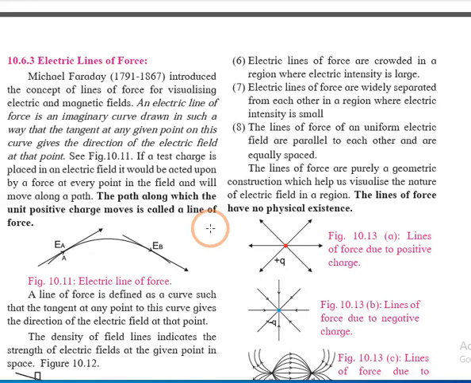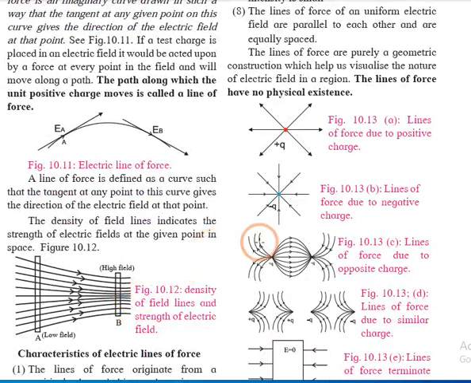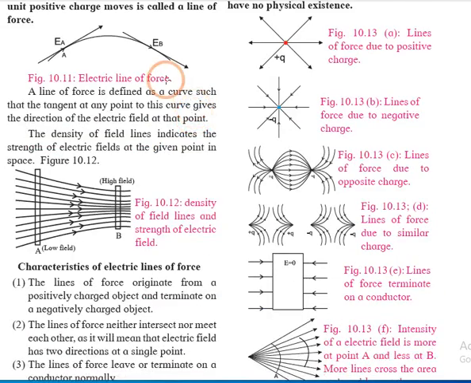It is defined as a curve such that the tangent at any point to this curve gives the direction of the electric field at that point. The density of the field lines indicates the strength of the electric field at the given point in space. Let's start one by one with the characteristics only. The lines of force originate from a positively charged object and terminate on a negatively charged object. Start with this, end with that.